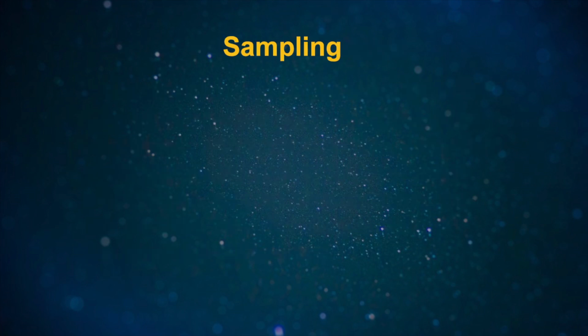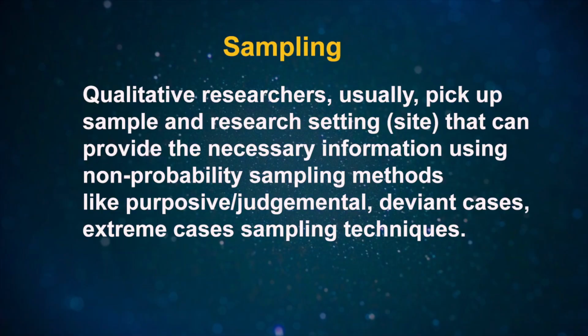Sampling quality. Sampling is different in qualitative research. Usually, they pick a sample and research setting or site that can provide the information using non-probability sampling methods like purposive, judgmental, deviant case, and extreme case sampling techniques. That means the researchers intentionally choose participants who have knowledge and experience with the subject or the key concept or construct being explored.